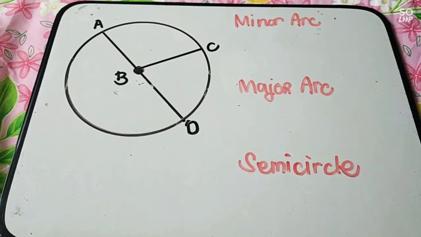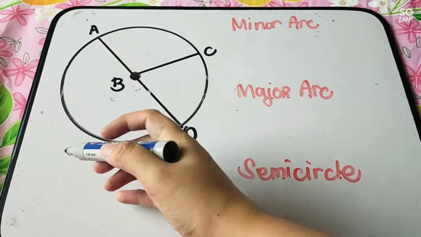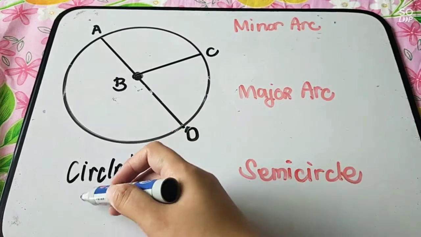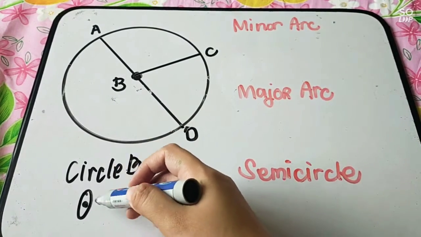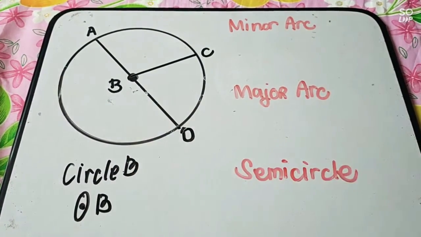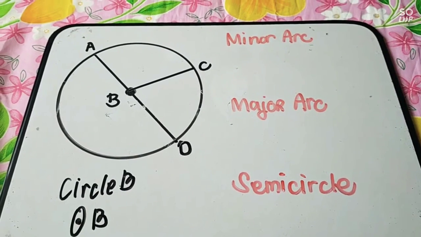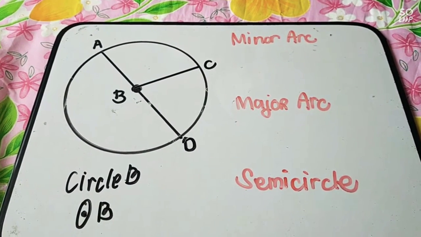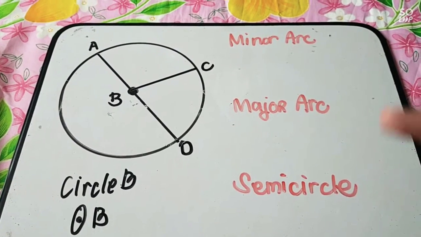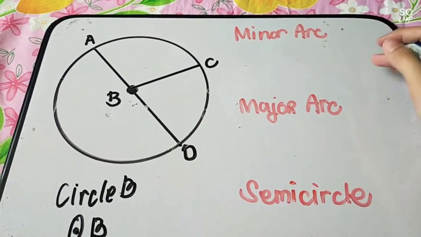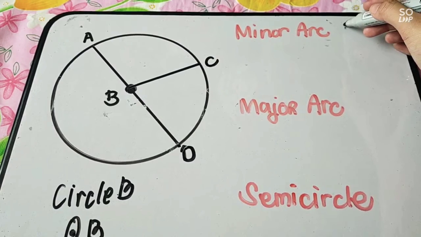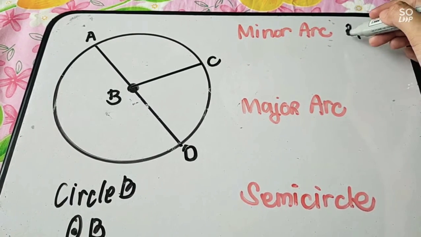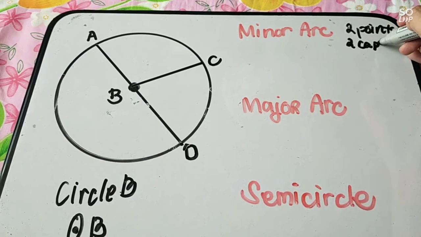Let us consider this figure. We have here circle B, or a circle, then letter B. Let us determine the minor arc, the major arc, and the semicircle of circle B. If you are going to name a minor arc, you are going to use 2 points or 2 capital letters.